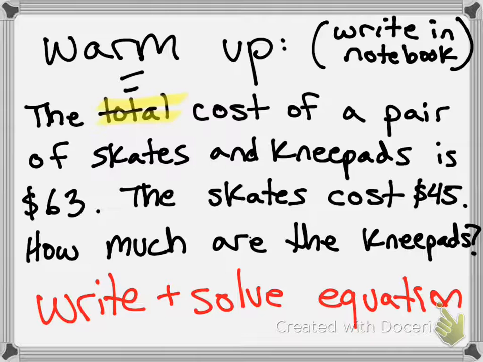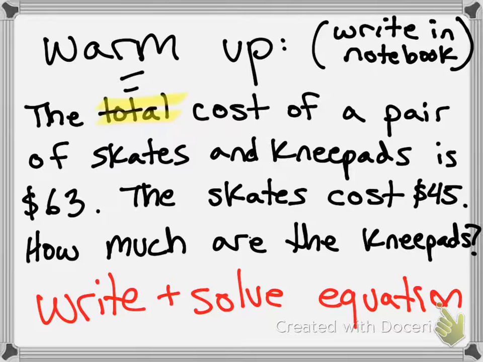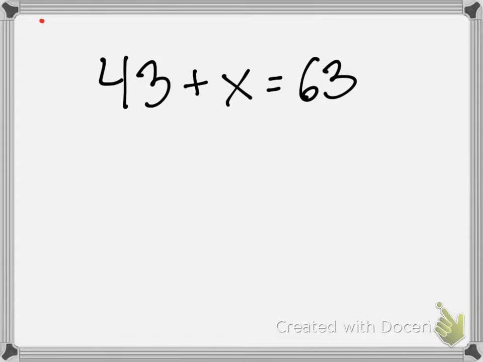So, Ben, what is the equation you have on your piece of paper? On my piece of paper, I have 43 plus x equals 63. 43 plus x equals 63. Or 45. Do we agree with him? It's 45. This is what happens when you don't have out a piece of paper.